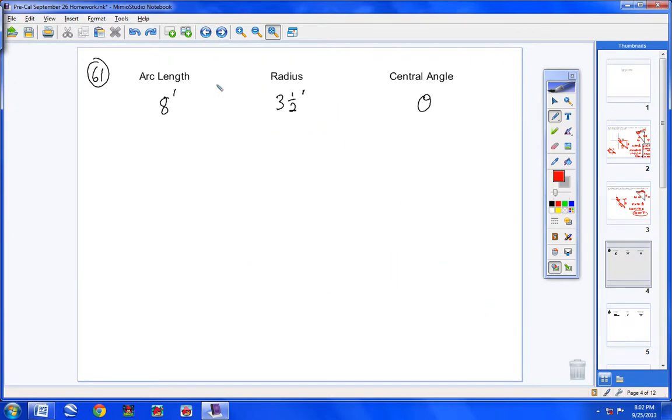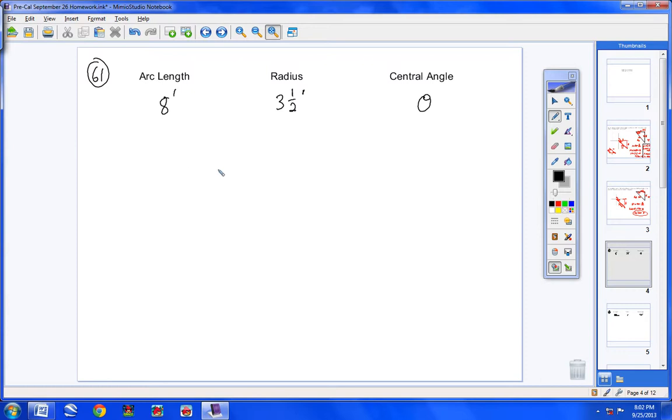So here we go. Number 61. They tell us we have an arc length of 8, a radius of 3.5, and they want us to find the central angle. Now the directions say, by the way, and let me turn over there quickly, the directions say, complete the table and round the answers to 2 decimal places. All right, here we go.